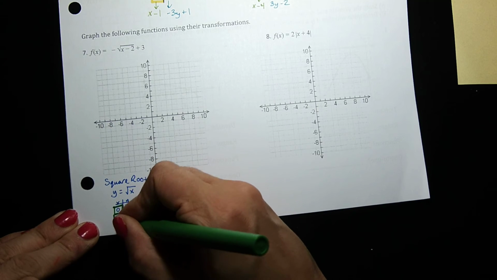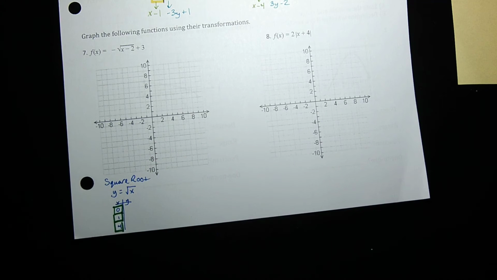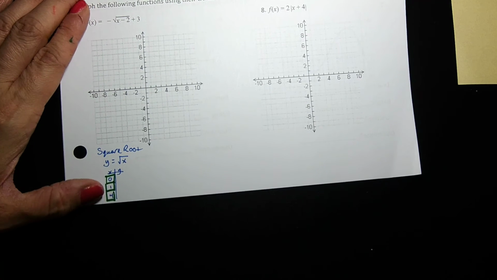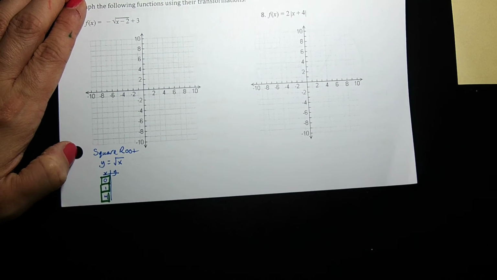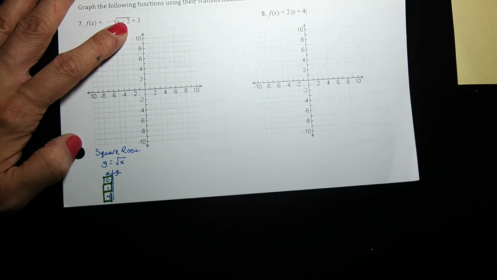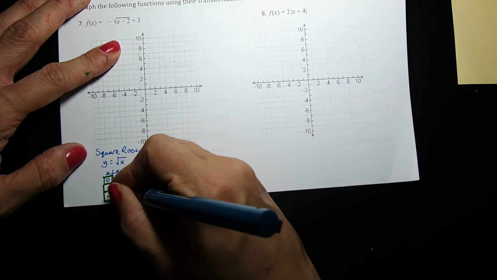All those perfect squares. And if you go, oh no, what if I forget? Your calculator's going to tell you, hey, you can't actually take the square root of negative 1. And if you try to take the square root of 2 or 3, you end up with one of those nasty decimals. You can work with those, but it's a lot easier to graph if you stick with the perfect squares. So then 0, 1, 2.